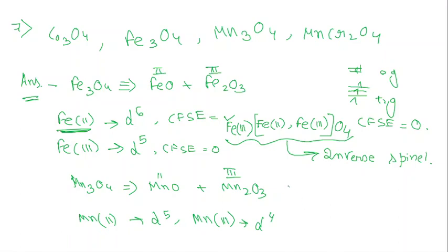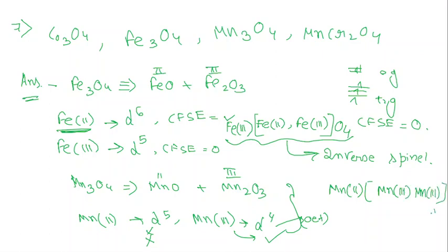Okay, here you see the d5 system is not getting any stabilization. Here it's getting stabilization, so it wants to be in the octahedral field. So it's having 2 Mn3+ in Mn3O4. The 2 Mn3+ are inside, so this is a normal spinel.